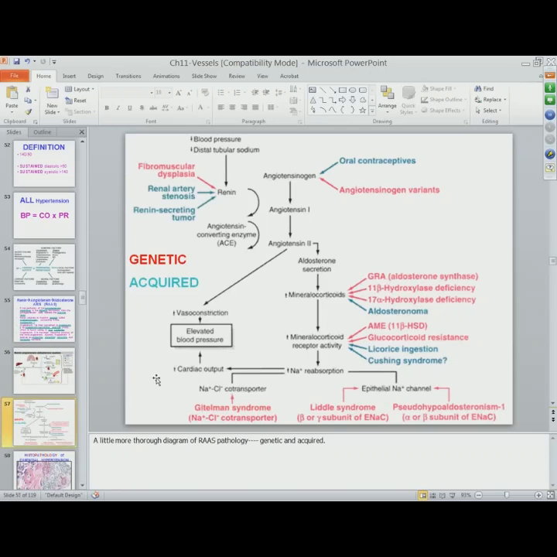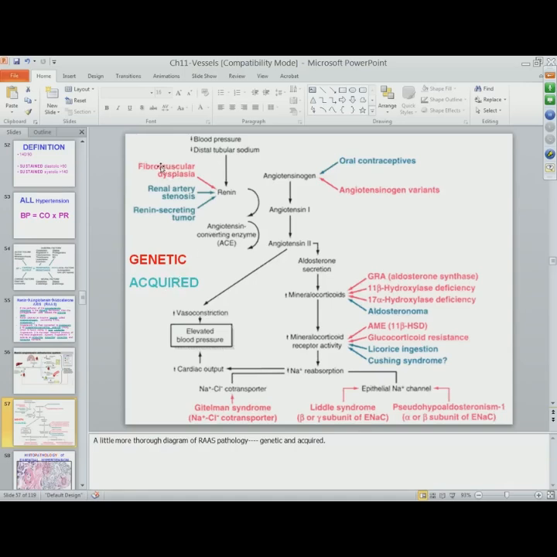Here's another chart dividing the font into red and blue. And the red items in this whole axis here, the RAS axis, are the things which are genetic and not under your control. And the blue ones are the acquired things which can be controlled in one way or another.